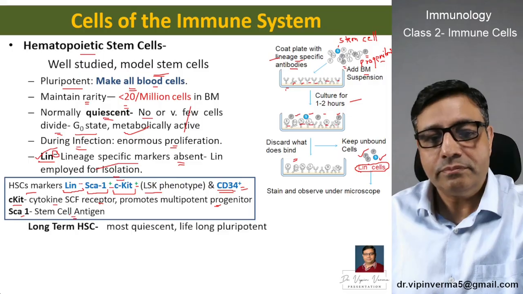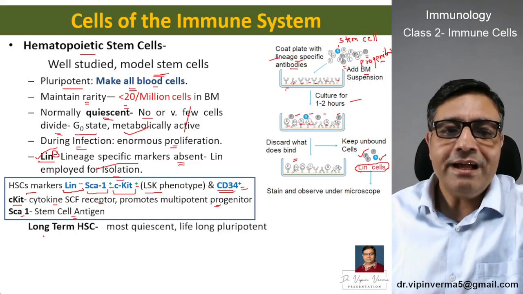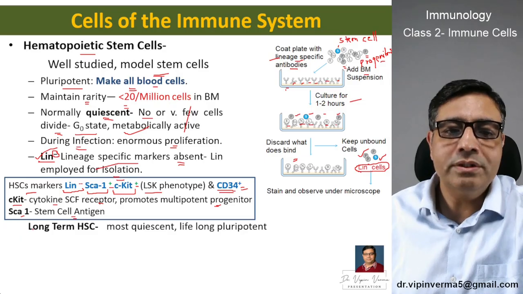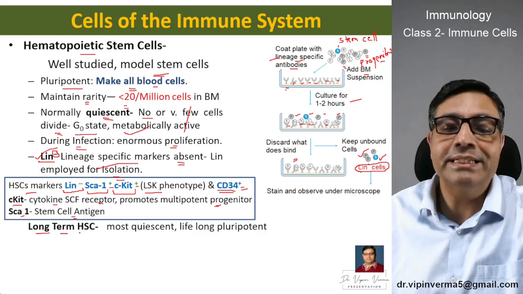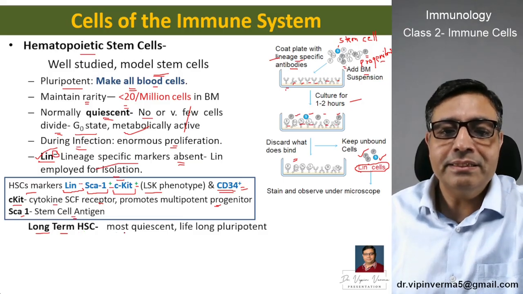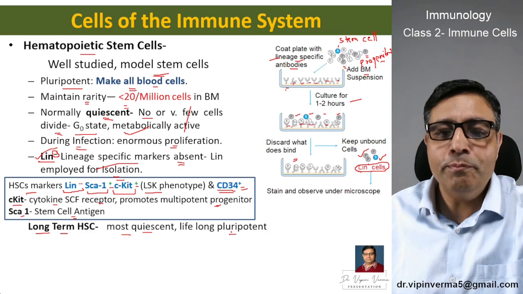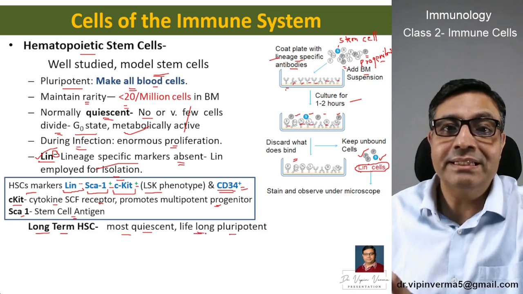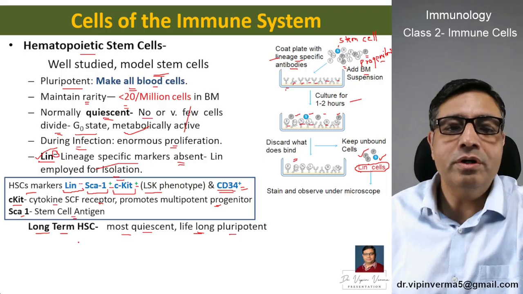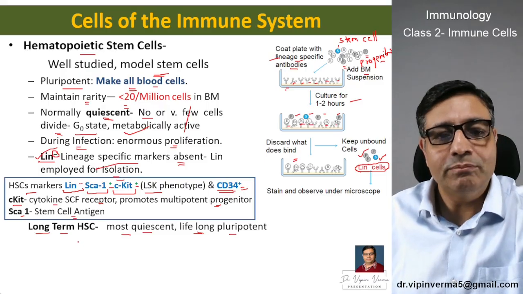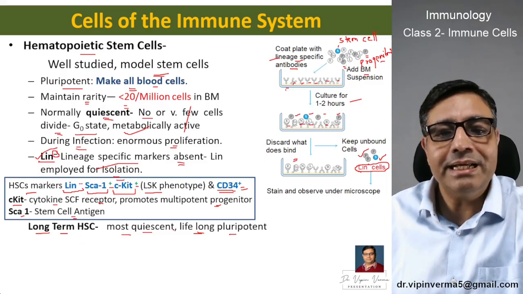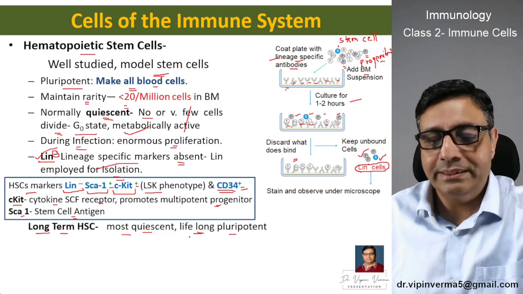Okay, so now we have different types of hematopoietic stem cells. One is the long term hematopoietic stem cells. Long term, we call it LT. It is the most quiescent and it remains pluripotent lifelong. These are the characteristics of these long term hematopoietic stem cells: most quiescent and lifelong pluripotent.